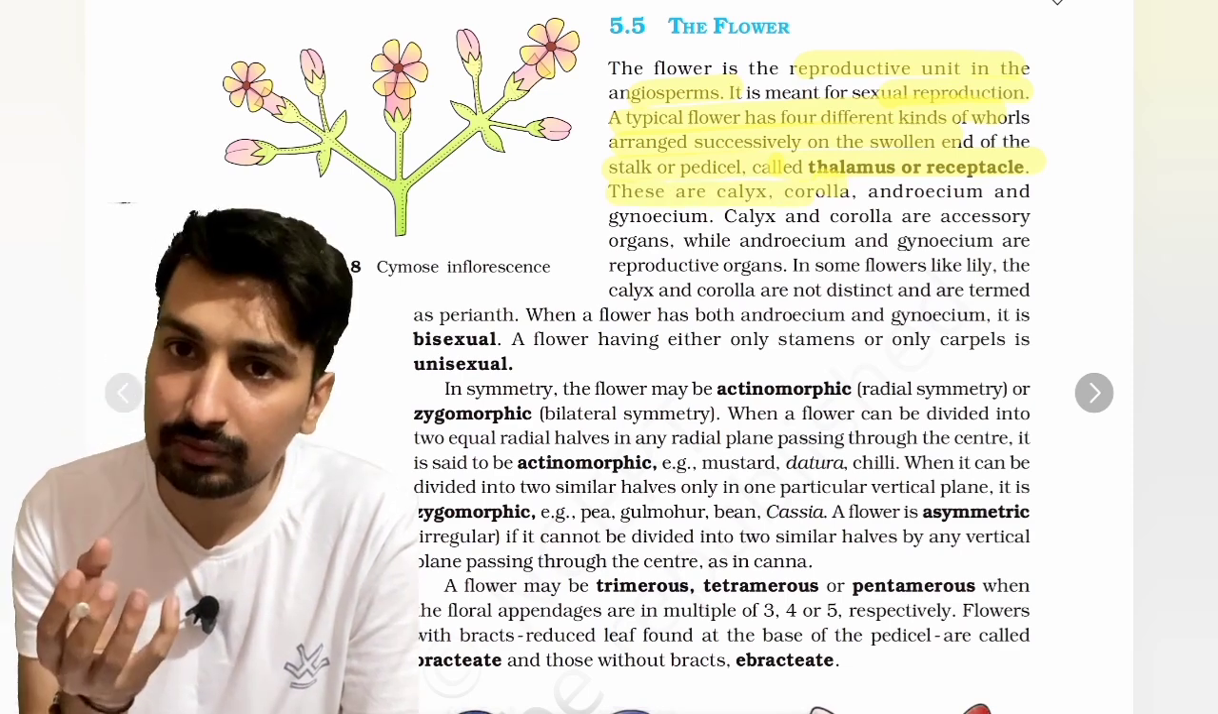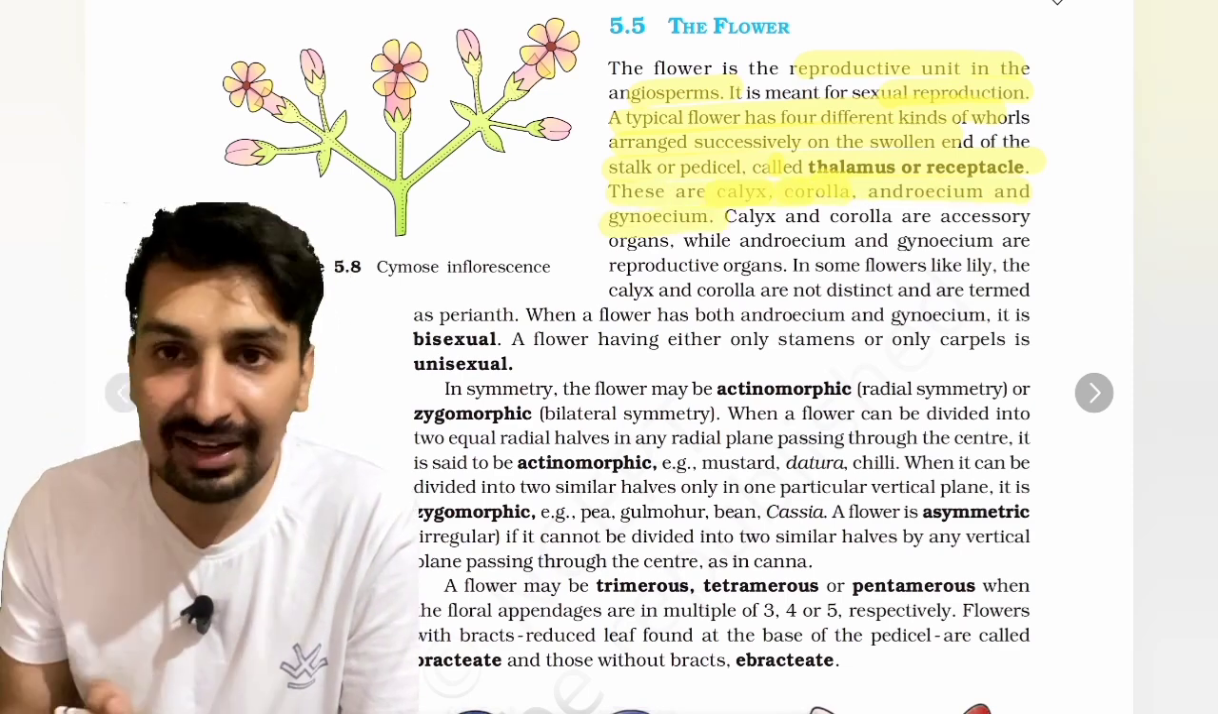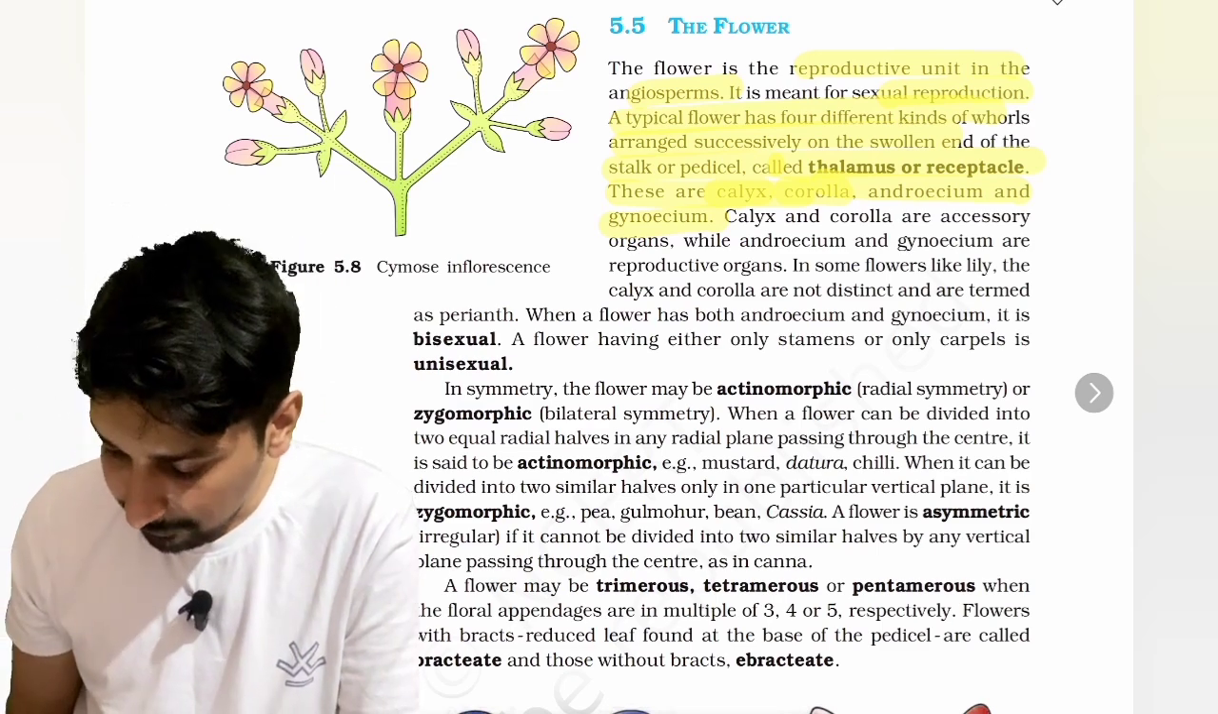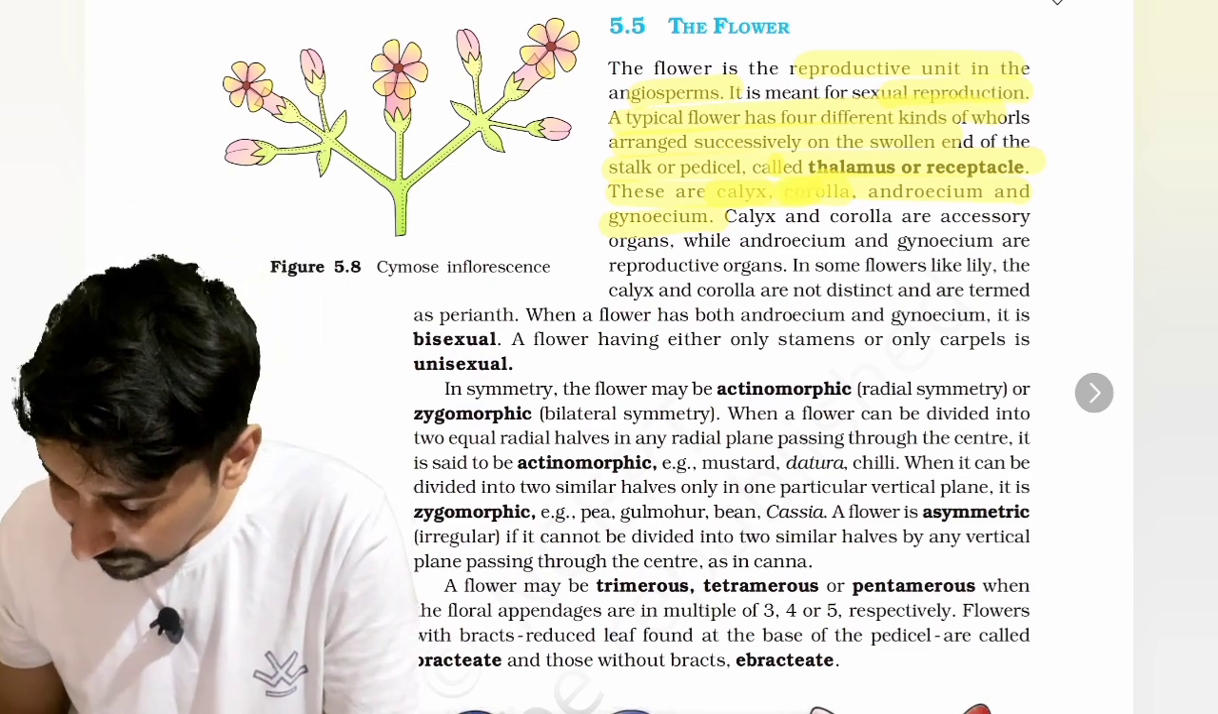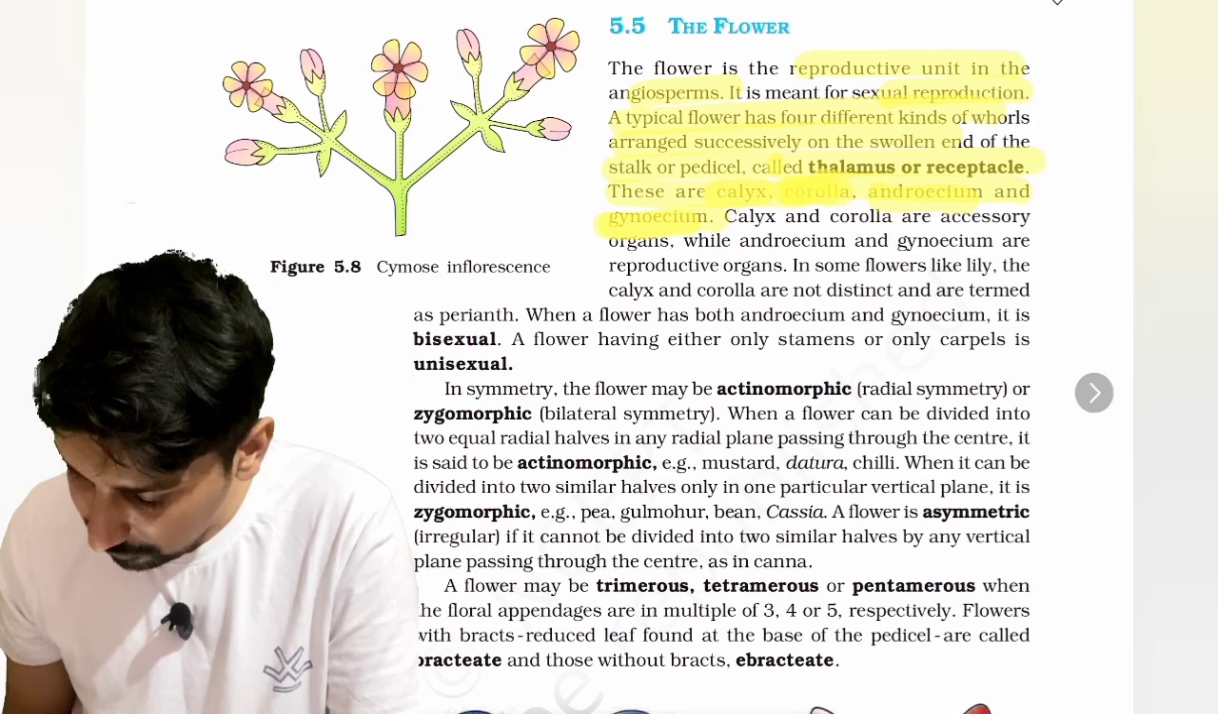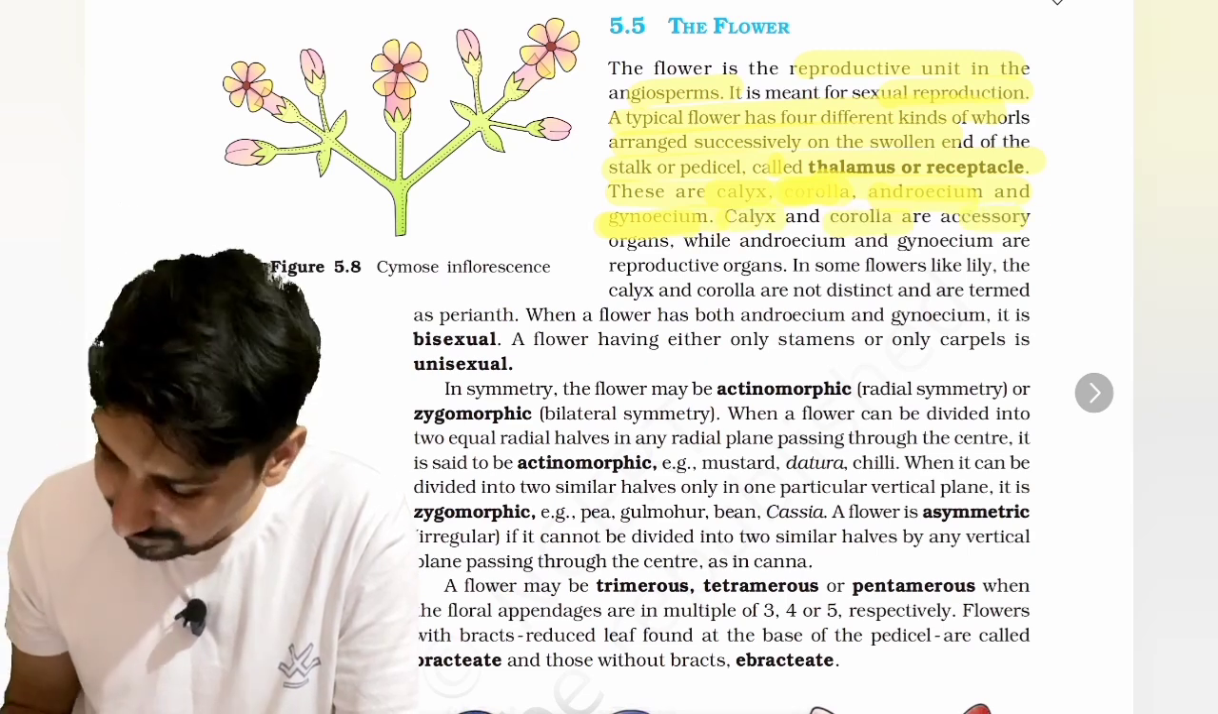Calyx is the sepal. Corolla is the petal. Androecium is the male part. Gynoecium is the female part. Calyx and corolla are accessory organs, while androecium and gynoecium are reproductive organs.